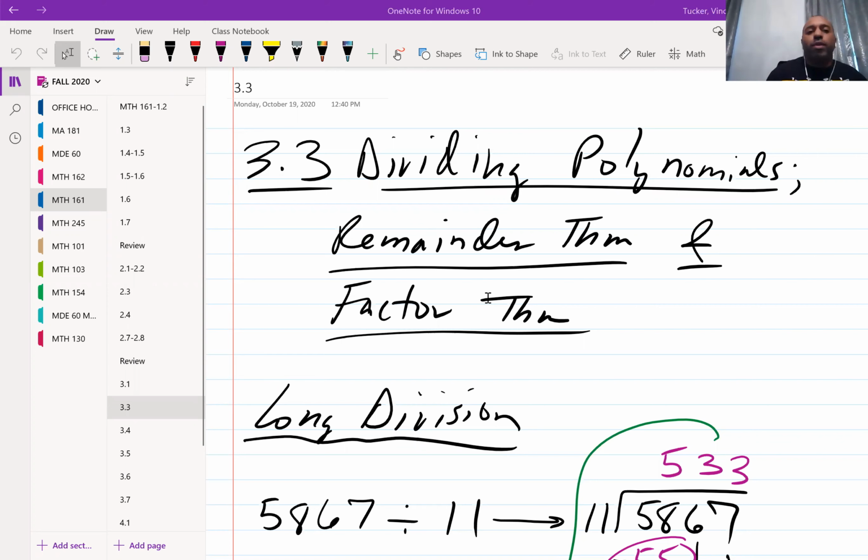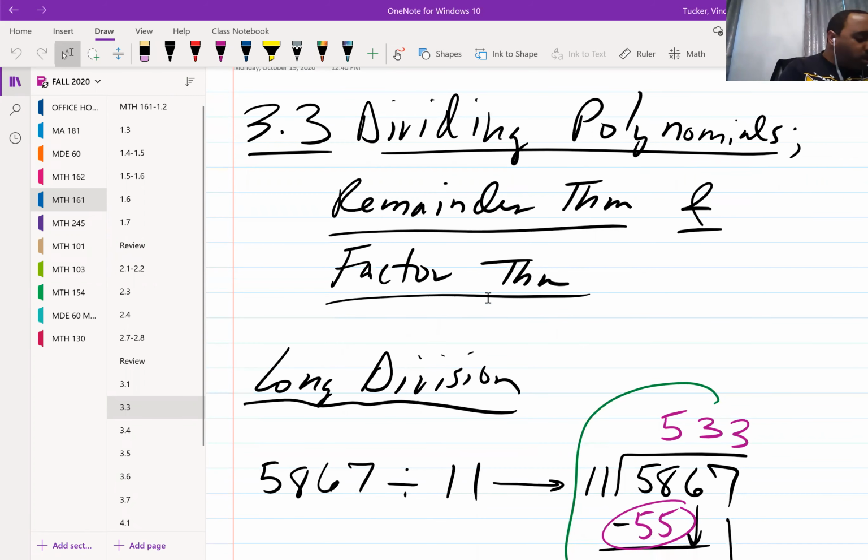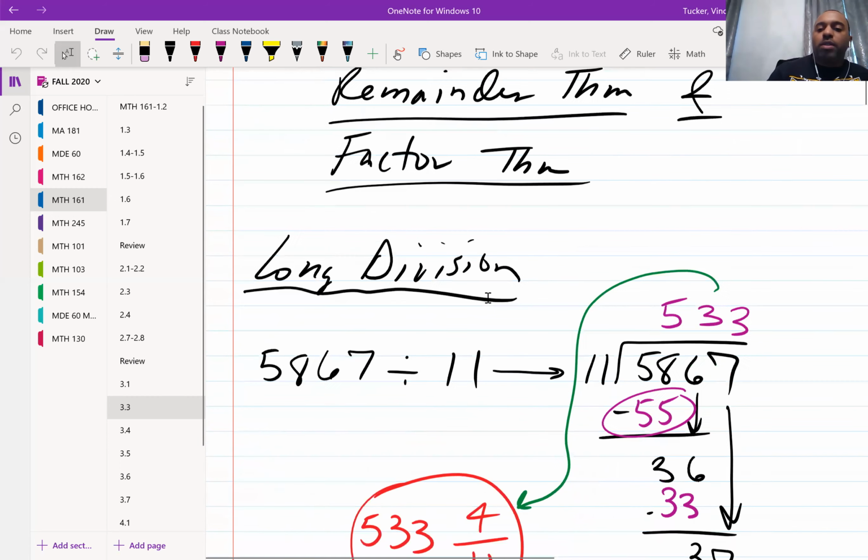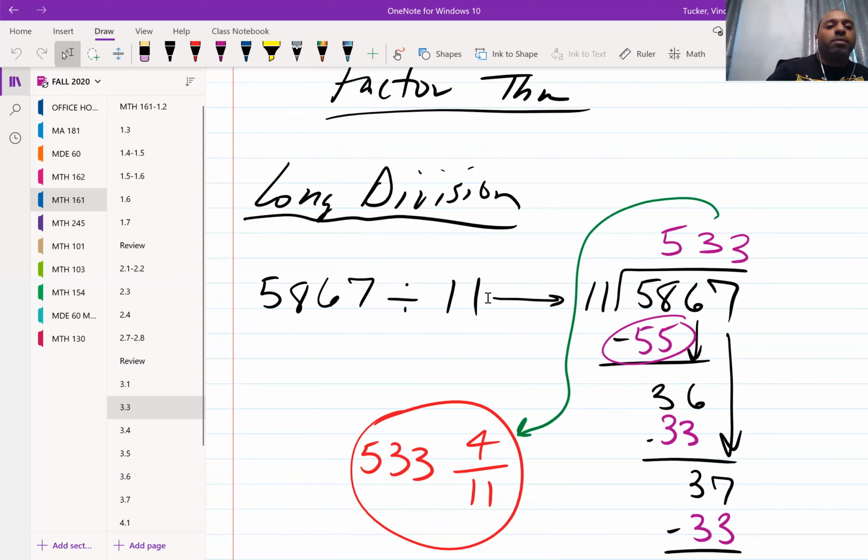Okay, so we're looking at 3.3. Last class we did 3.1. But I just want to make sure we get through the section that I know most definitely we will need moving forward. So we're going to look at dividing polynomials, the remainder theorem, and the factor theorem. So let's look at the long division process. We're going to erase some stuff and walk through it.